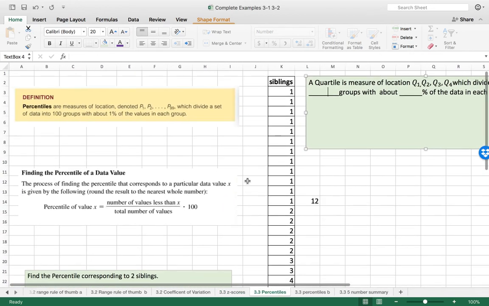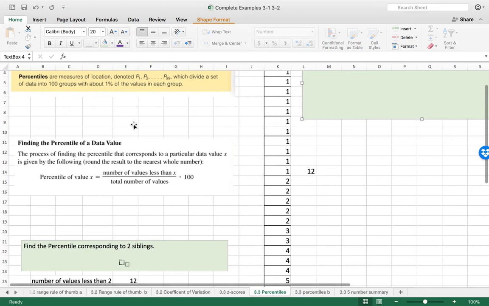Percentiles are another measure of location of a data value within a data set. Here is the definition for percentiles. Basically, the percentile is going to divide the data set into 100 groups of 1% each. So in the notation, P2 would be the second percentile, that is, 2% of the data is below this data point. Or P50 would be the median because 50% of the data would be below P50.